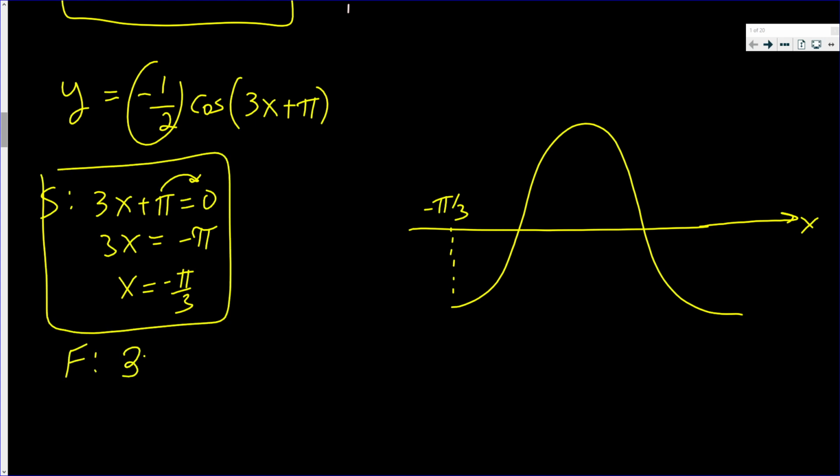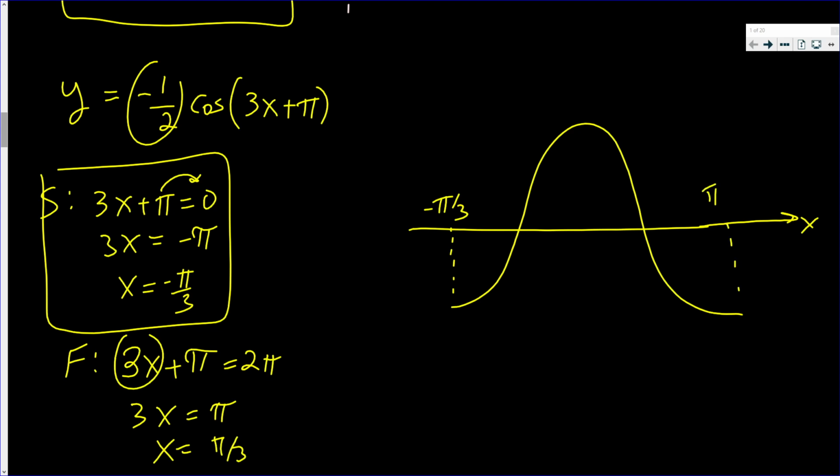Where does it finish? Well, how many pi's should you have? So when you add pi, you have 2 pi's. Another pi. 3x should equal pi. So x is pi over 3. And that I like because I know what's in the middle of negative pi over 3 and pi over 3. It's called 0.